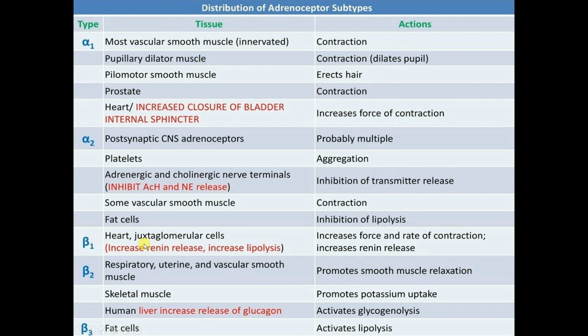Beta 1, heart and juxtaglomerular cells, increases force and rate of contraction, increases renin release. Beta 2, respiratory, uterine, and vascular smooth muscle, promotes smooth muscle relaxation. Skeletal muscle, promotes potassium uptake. Human liver, increased release of glucose, activates glycogenolysis. Fat cells, activates lipolysis.